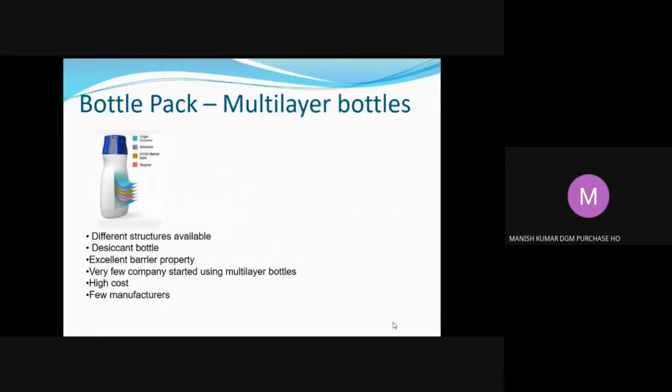And these are the multi-layer bottles also used for pharmaceutical, but not much. It gives a very good barrier property, but the only problem is making it in huge quantity, because it is normally made as co-extruded bottles, not in IBM bottles. So the volumes can't be produced in higher quantity, and the cost is high. But still, people are using it for many products. It is normally 5-layer or 6-layer bottles.